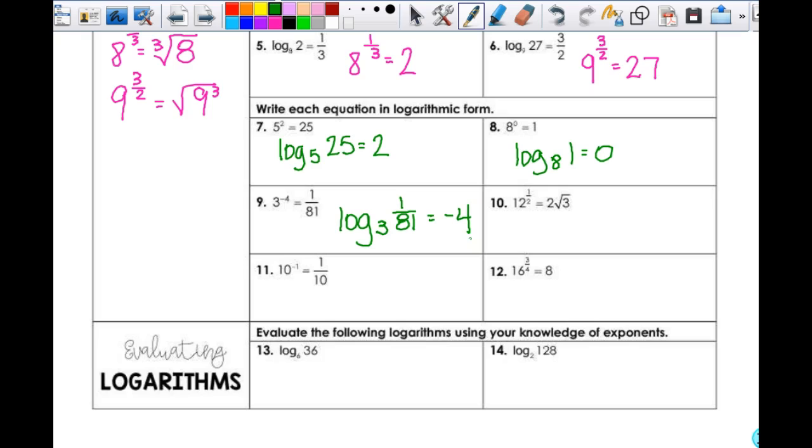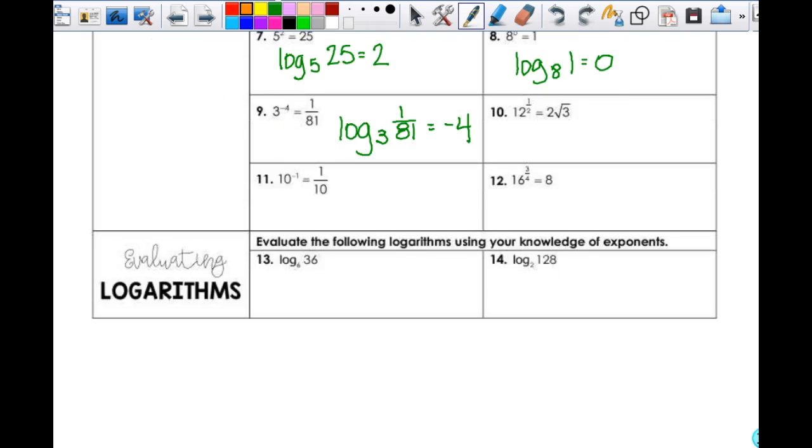All right, write the next 3 out on your own. Do you need more? All right, so this would be log base 12 of 2 times the square root of 3 equals 1/2. Yes?